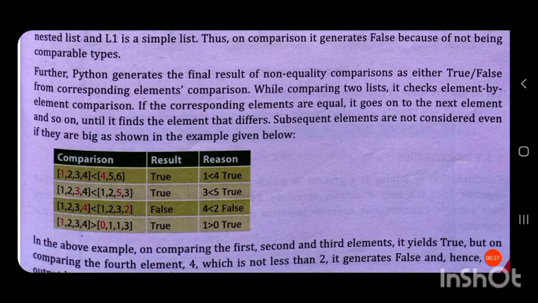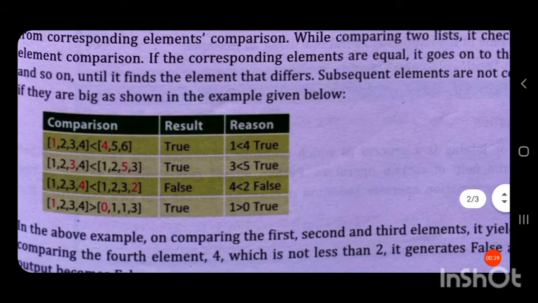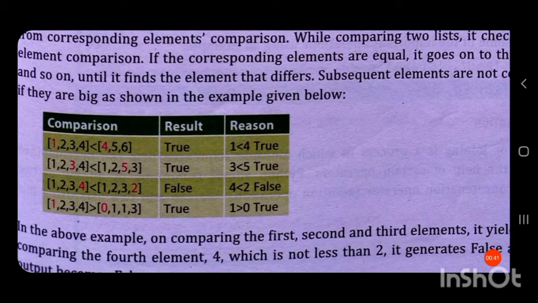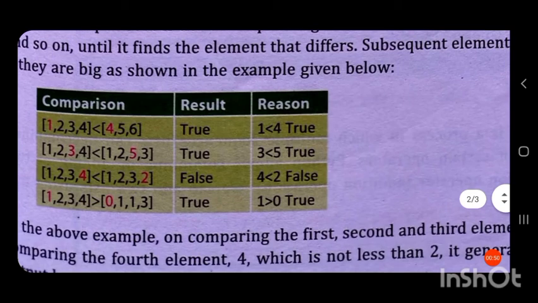Now let us see in this example. You can see the second one, 1, 2, 3, 4 less than 1, 2, 5, 3. Here the first two elements of both the lists are same. Now it will check the next element, that is 3 less than 5. Now 3 is less than 5 is true. So it will not check any other element and it will return true.